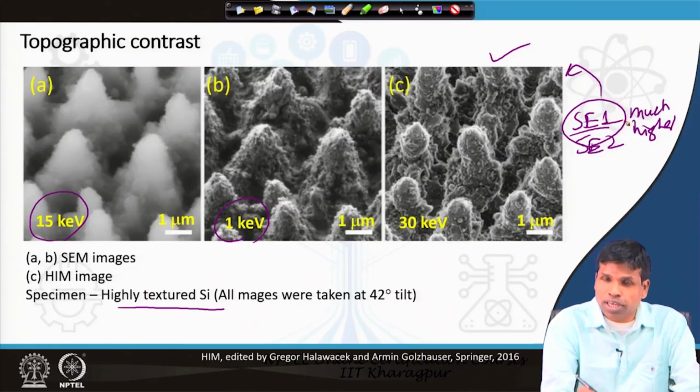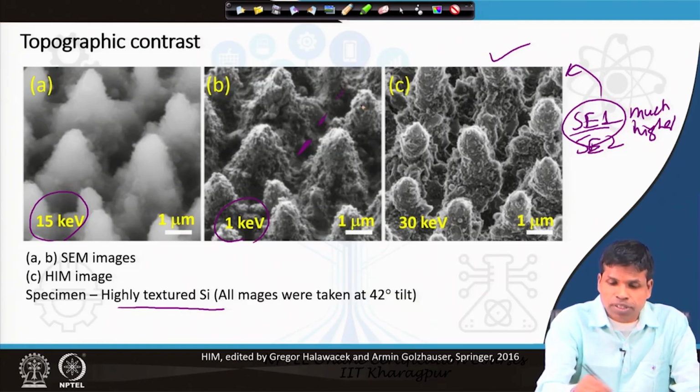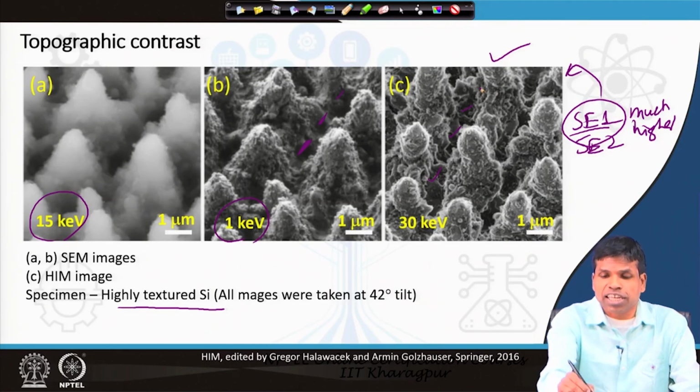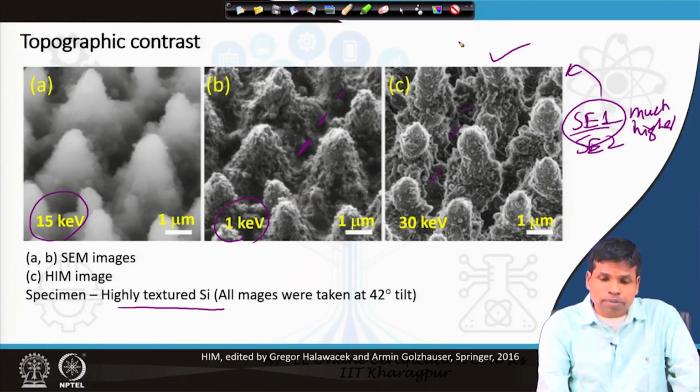In addition to that, if you look carefully, this region is not very clear, but this region is much clearer with the helium ion microscope, because it has a larger depth of field. We can use a smaller alpha value, that is, the angle of aperture or divergence angle, the half angle.